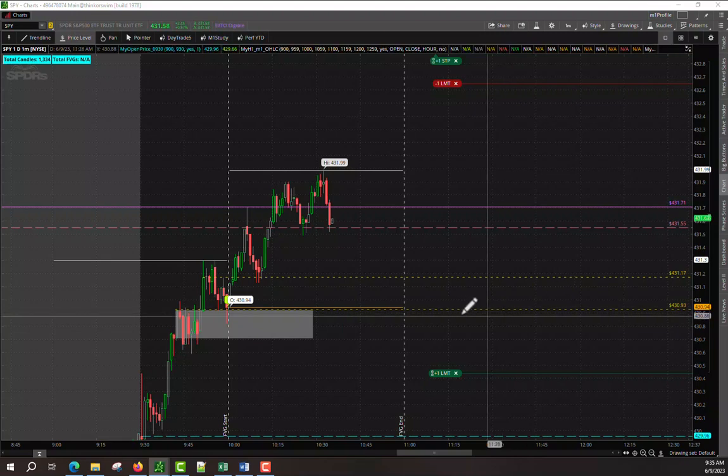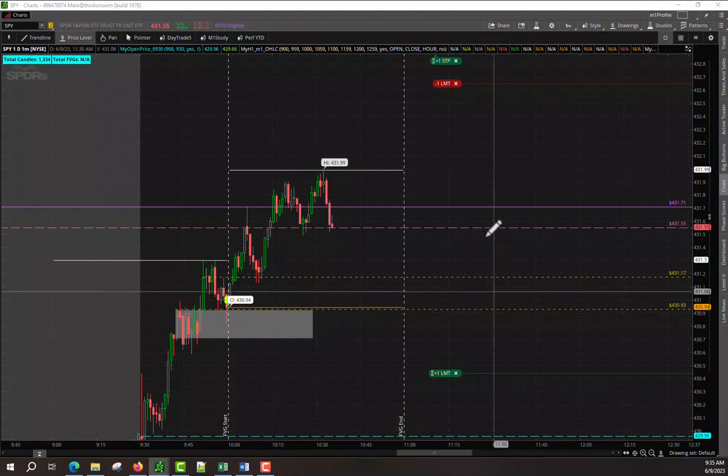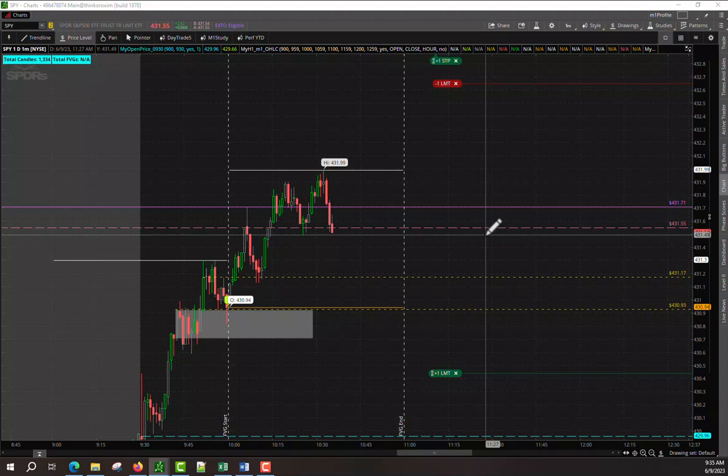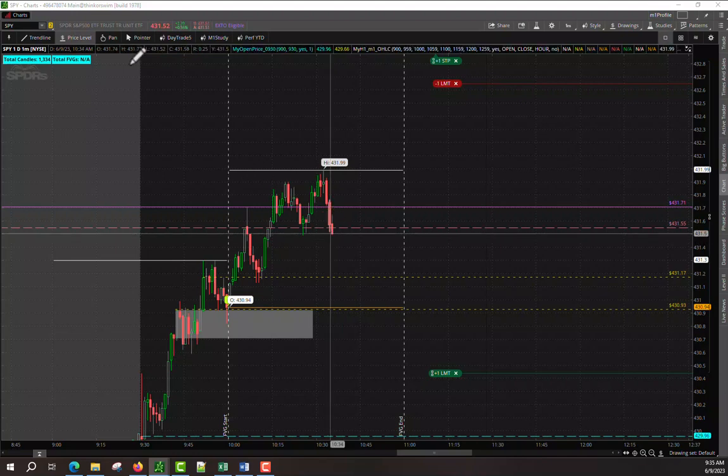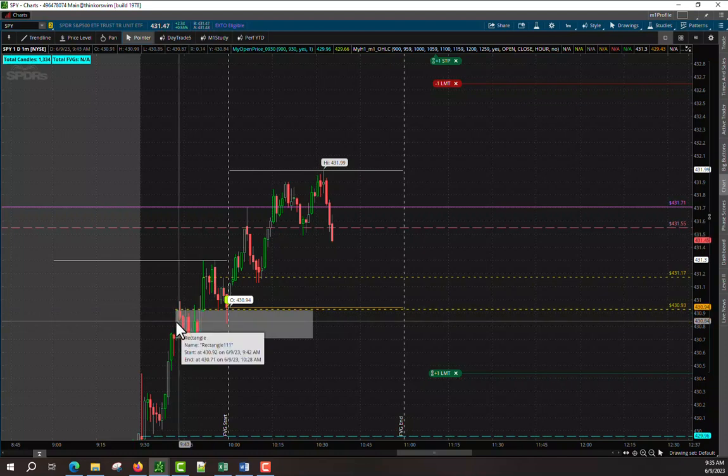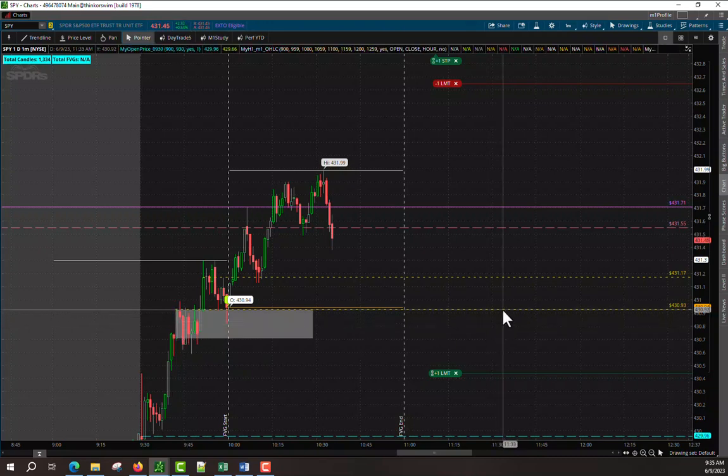Yeah, right here, exactly right here. That's the midpoint right there. The close. Yeah, 92. The close.